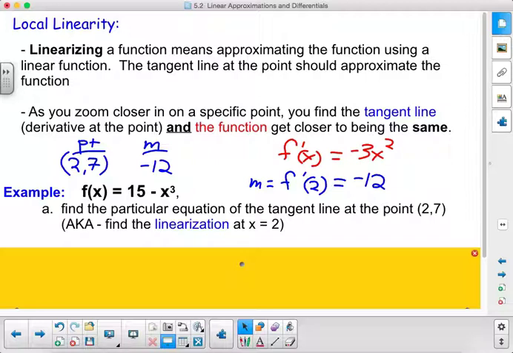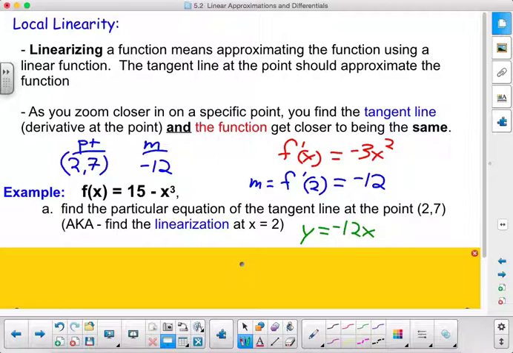So the equation's going to look like what? We're all in agreement? Sweet. So the equation of our tangent line, which is again what we call our linearization of this at 2. Our equation is, we get a negative 12x, that's the slope. What's my y-intercept? 31, I think, plus the 31 is where we're shooting for there. So that's the equation of my tangent line.